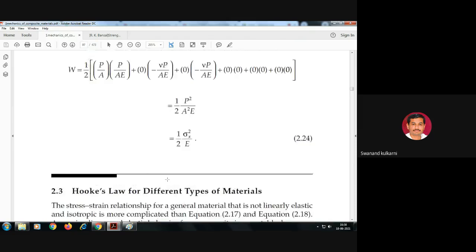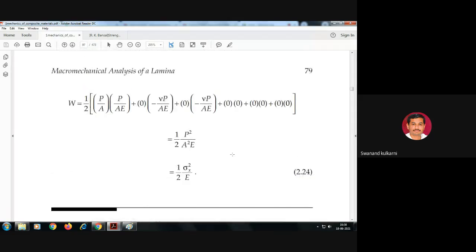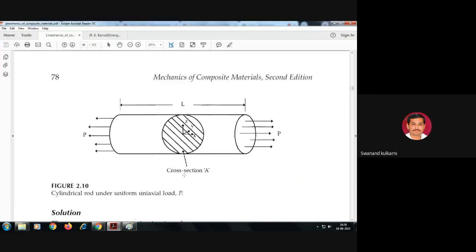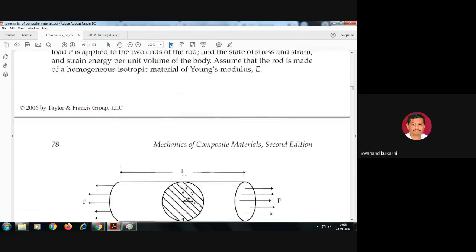So in order to calculate the total strain energy, we will have to multiply this equation by volume, so that it will be 1 half sigma square V upon E, or sigma square V upon 2E, which is validated with this particular example.